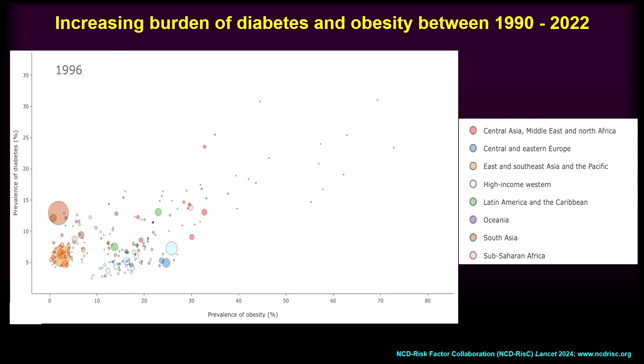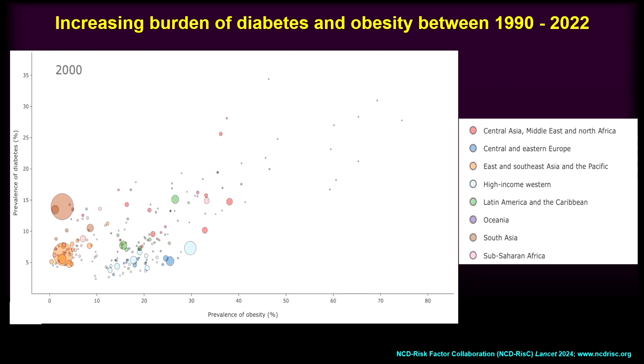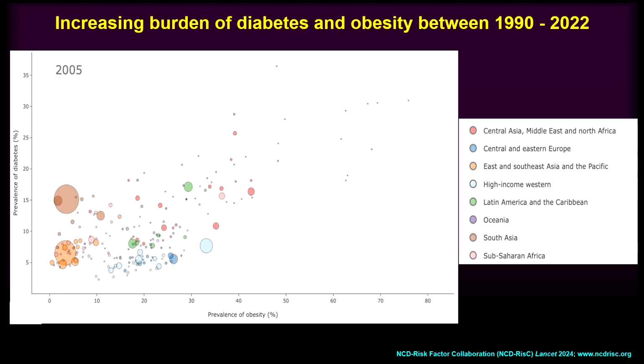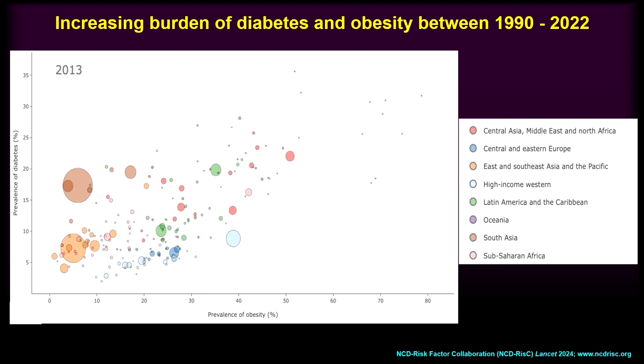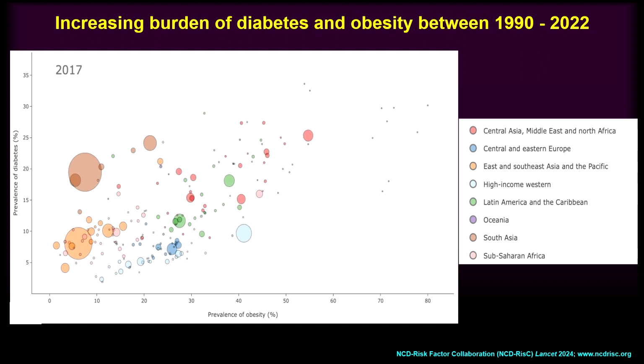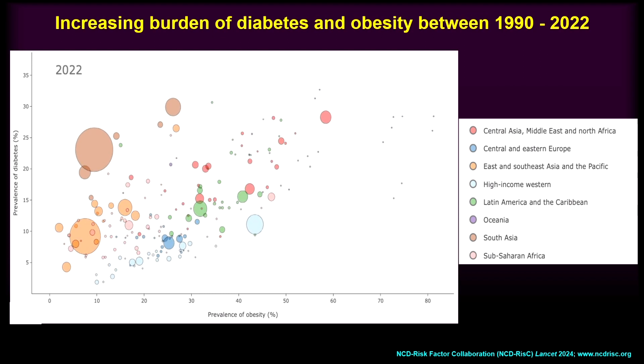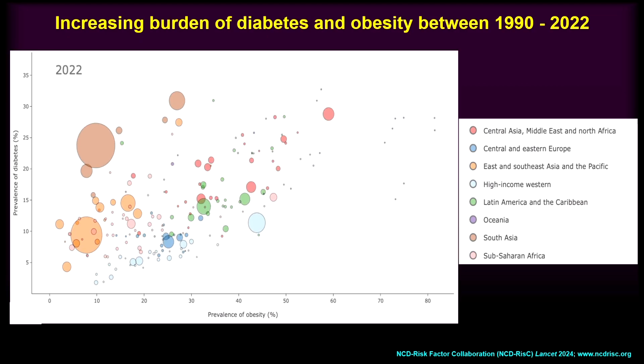This is a very interesting graph that I always show. It's from the NCD risk factor collaboration. And on the x-axis, it has prevalence of obesity, while on the y-axis, it has prevalence of diabetes over time. You'll see that the years are slowly increasing. Each circle there is a region of the world. And what it's showing is that across the globe, there are parallel increases in obesity and diabetes.